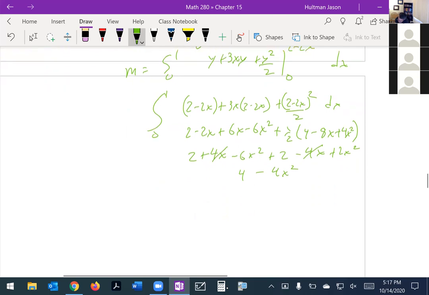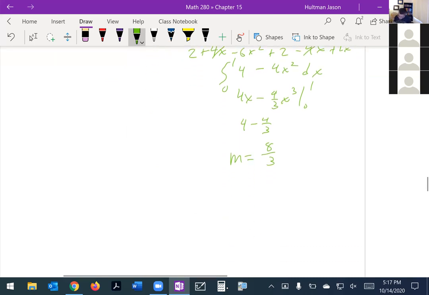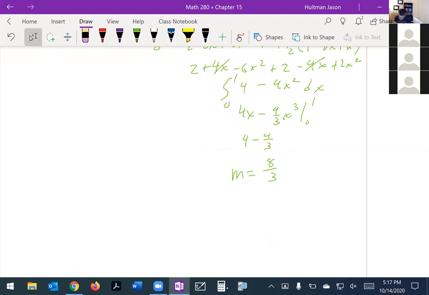So now let's integrate that from 0 to 1 dx. So this is going to be 4x minus 4/3 x cubed, from 0 to 1. So this is 4 minus 4/3, which is 12/3 minus 4/3, which is 8/3. So the mass is equal to that. That's the total mass. It's 2 1/3, or sorry, 2 2/3.